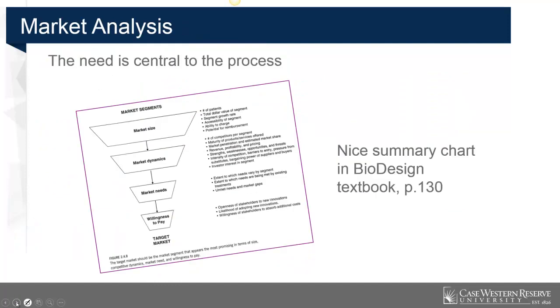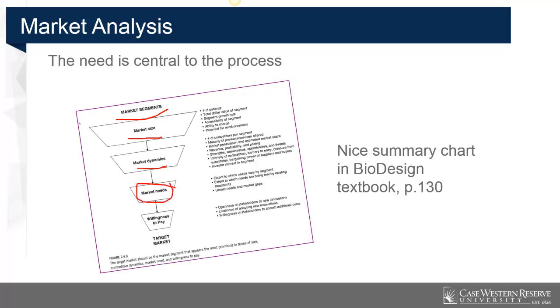The BioDesign book has a wonderful diagram about market segments, and I really like it because it's very visual and very impactful. The need is central to the process, and we've talked about this several times, but let's look at it differently. A lot of people will say, "Oh, we've got a $1 billion market." But the market size is going to be mitigated by the market dynamics, and of course, market needs.